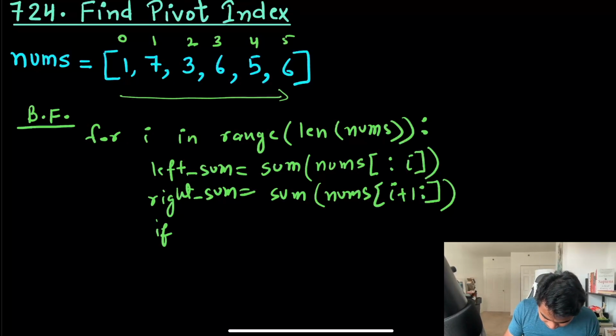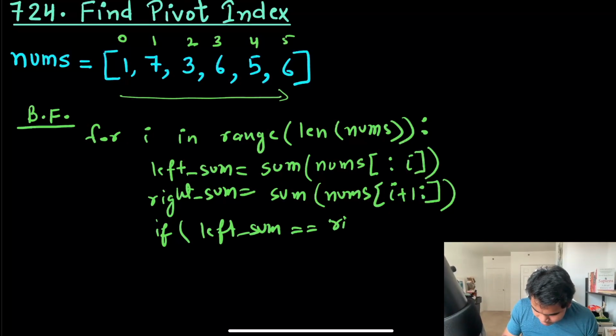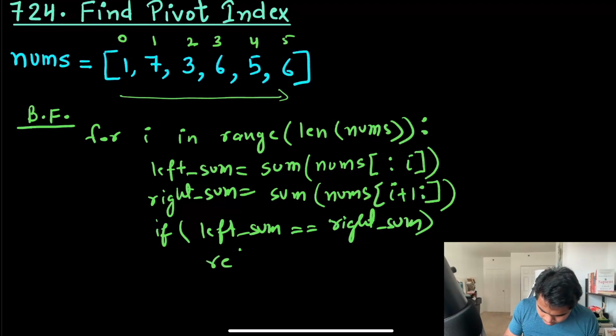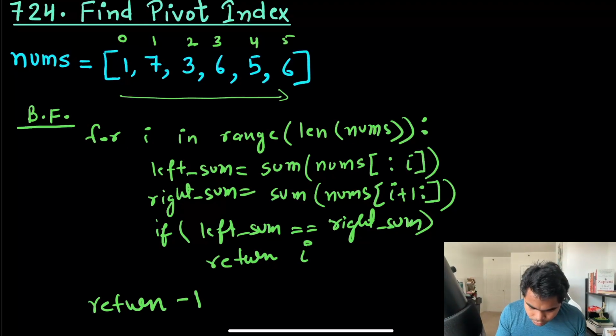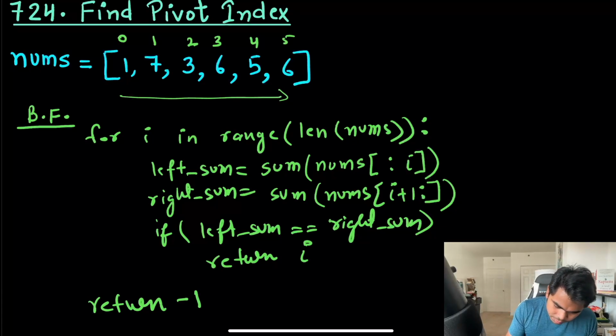And if this left sum is equal to right sum, then you will basically return this i. Otherwise, our problem said you can return -1. So you will come out and then say return -1. So this is our brute force solution.